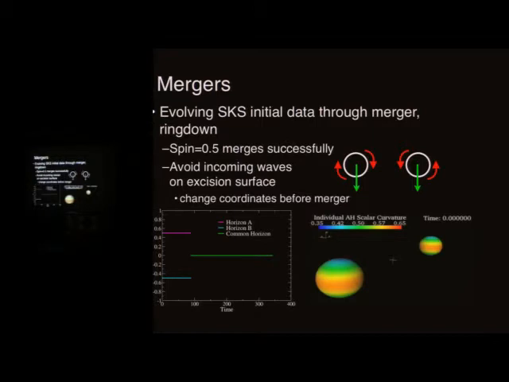Okay, so before I talk about the current status of evolutions with high spins, 0.95, let me say something about the evolutions with spins of 0.5 because these are easier. Oh, sorry, I'll go back.